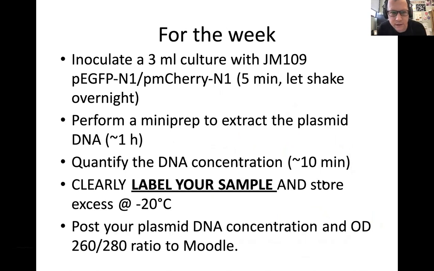Okay, so for this week, specifically, what you're going to be doing is inoculating a 3 mL culture with JM109. I showed you the plasmid pEGFP-N1. We also have the plasmid pmCherry-N1. It's essentially the same plasmid, except this one has a red fluorescent protein instead of a green fluorescent protein. Think about whatever color you'd like to clone your gene as, whether you want it to be red or not. This should take you about 5 minutes to do, so schedule a half hour slot on the schedule to come in and do this part.